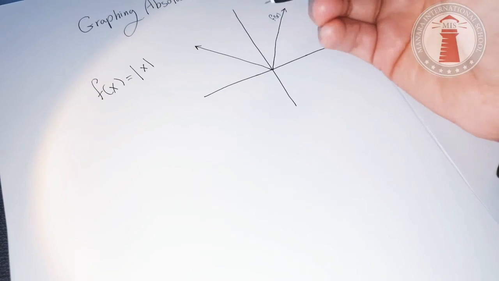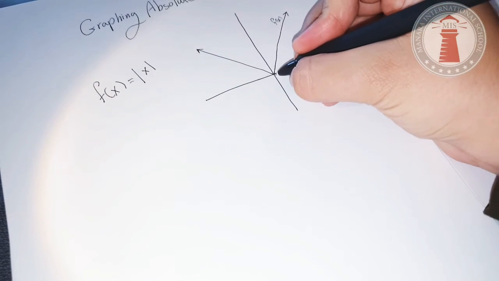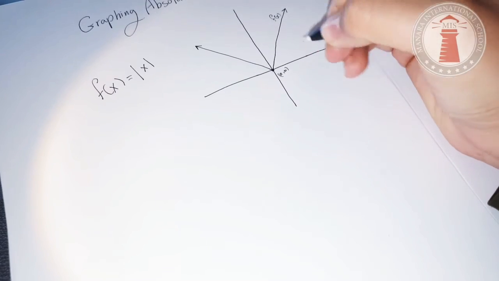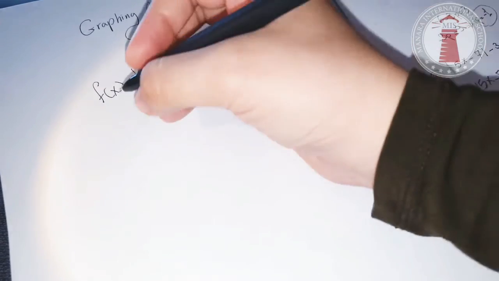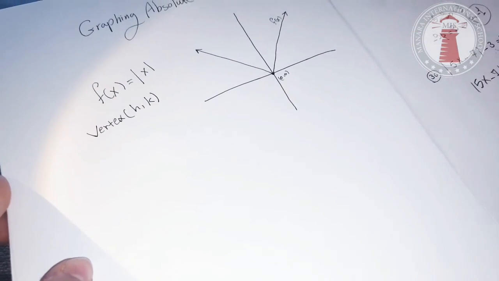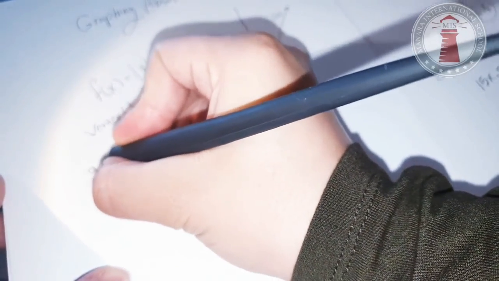Now, what's the vertex here? The vertex here is 0, 0 for f of x. Let's say that we want to change the vertex into h and k. Let's call our new vertex h, k, just like what we did in the quadratic equations before. So we're going to call our new function g of x instead of f of x.